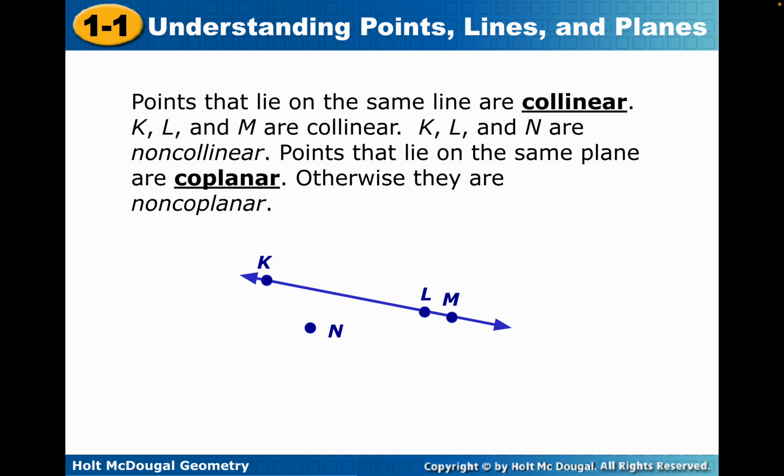You can ignore the parts about K, L, N being non-collinear, or otherwise non-coplanar. Just know what collinear and coplanar are. Collinear is if those points lie on the same line. Coplanar, the points lie on the same plane.